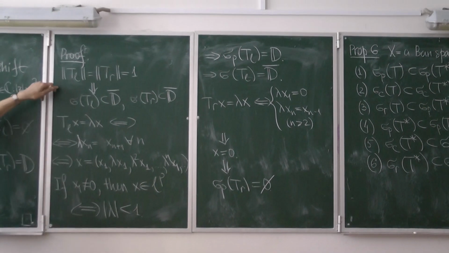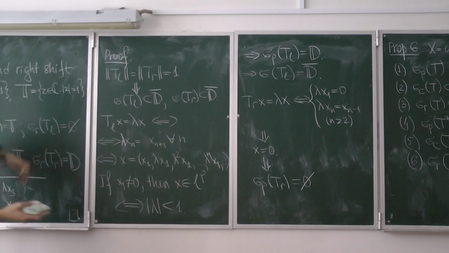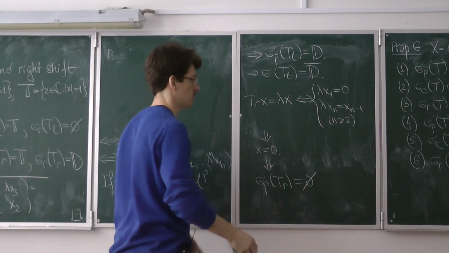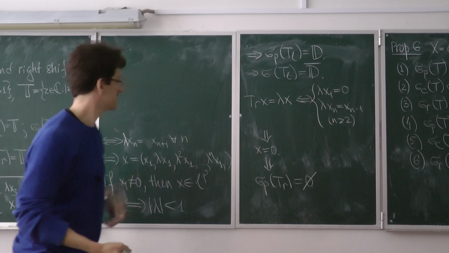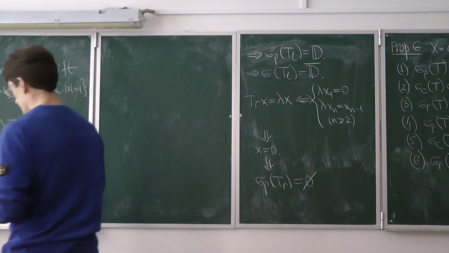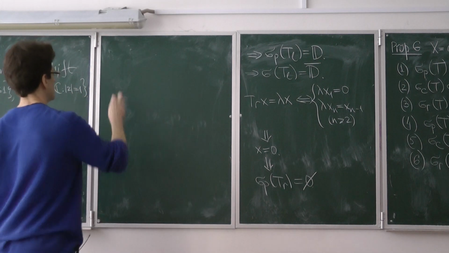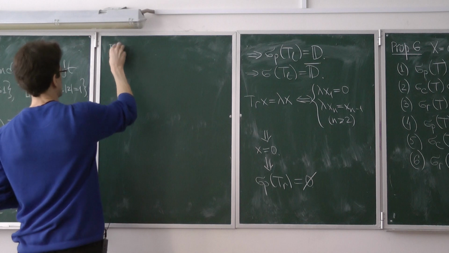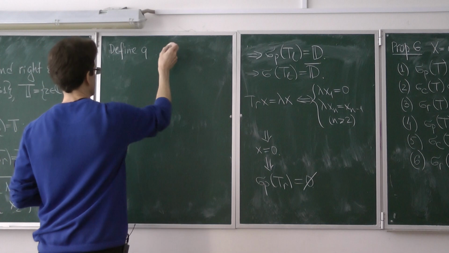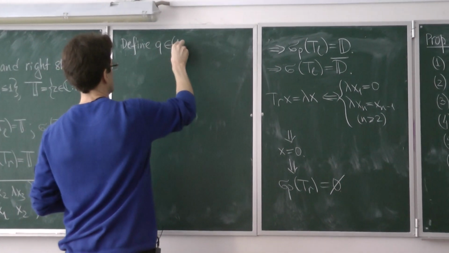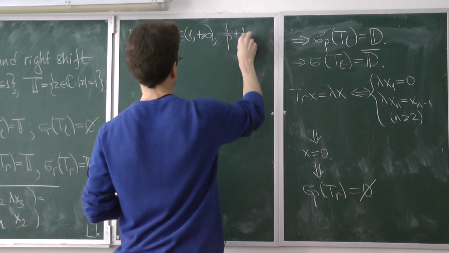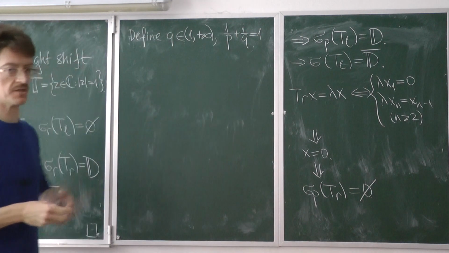Is it okay if I continue here? Because I want to keep the statement, and I also want to keep this proposition 6. So now we define Q. So Q is a number between 1 and infinity such that 1 over p plus 1 over q equals 1. So this identity uniquely determines Q.